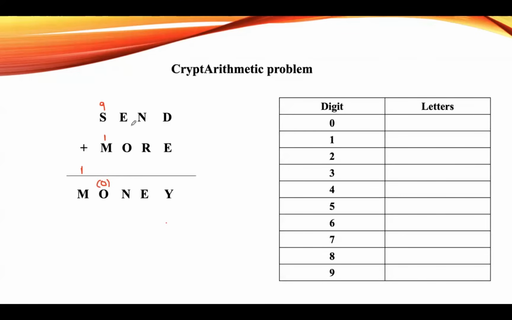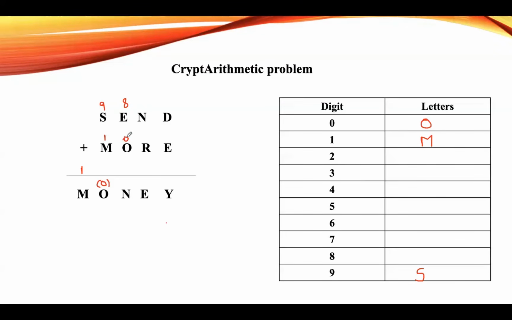Next, take E. Here assign the next largest value. First let us assign these digits to the letters which we considered till now. So M means 1. For O assign 0. For S assign 9. Okay. Now the next largest number is 8. So if you take 8 here, we already got O value which is 0.